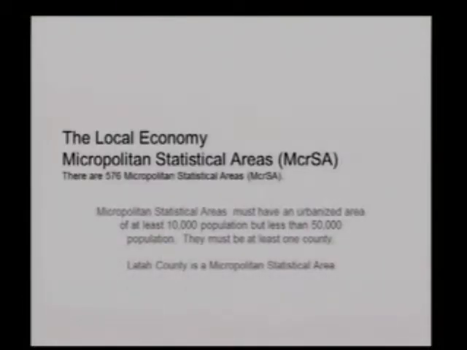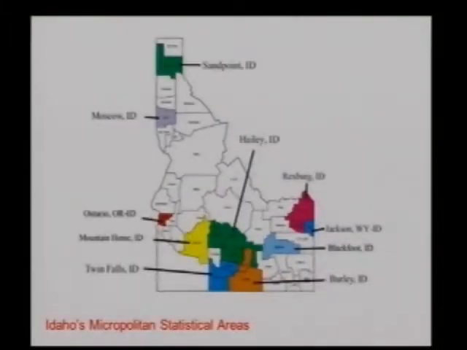The local economy, Micropolitan Statistical Area. There are 576 micropolitan areas. Must have an urbanized area of at least 10,000 in population, but less than 50,000. They must be at least one county. Latah County is a micropolitan statistical area. And this is a map that depicts all of the micropolitan areas within the state.